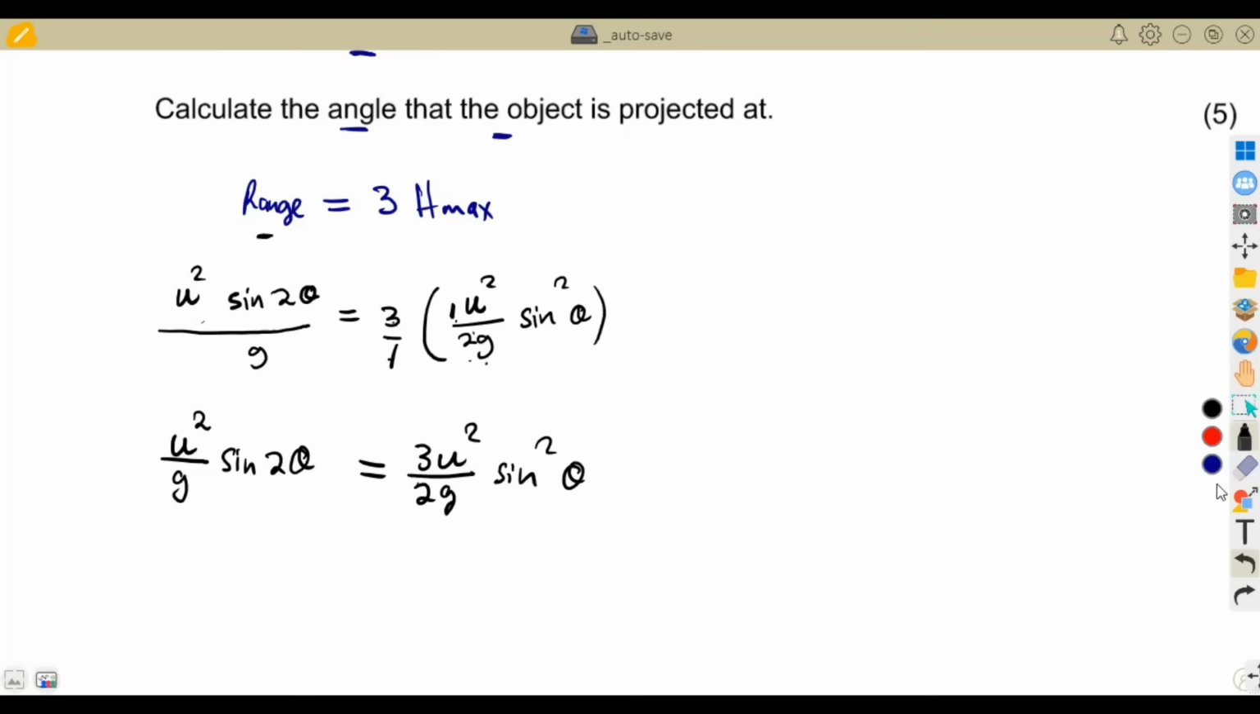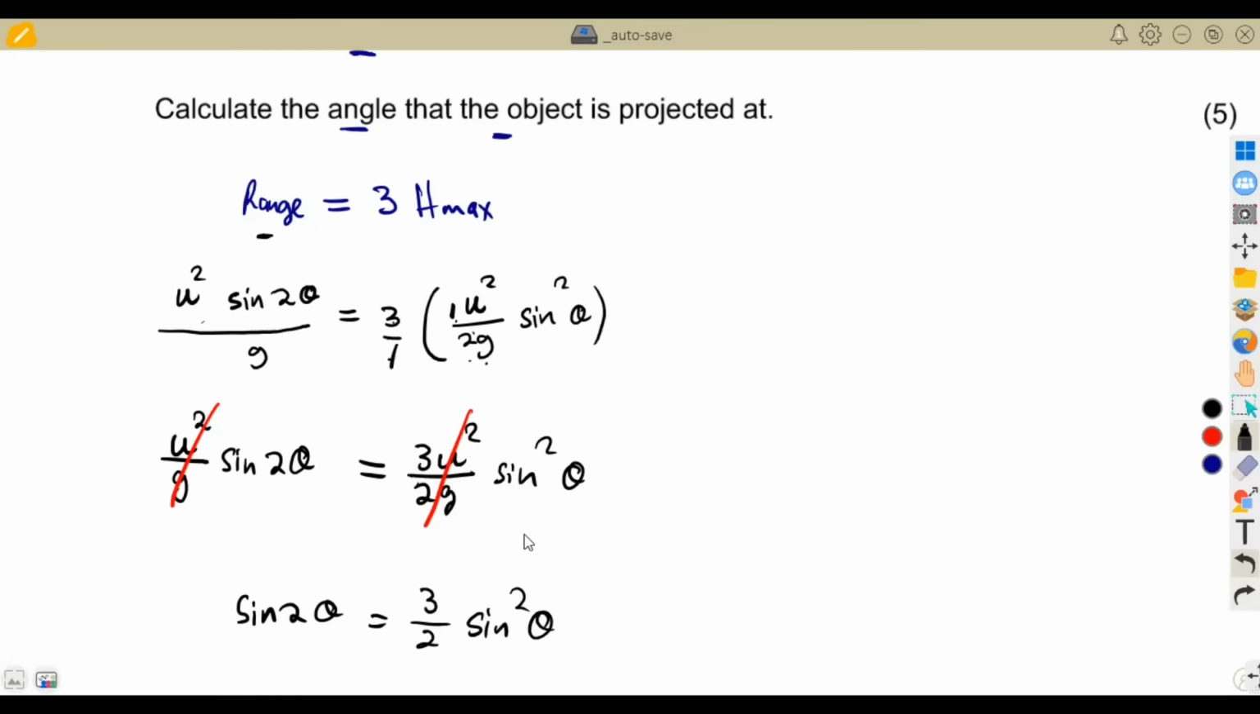You can substitute the u, but as you can see, u squared over g and u squared over g are the same, so we can divide by this. It means this one is going to cancel, so there's no need for us to even substitute that value. So we are left with sine 2 theta on the left side, being equal to 3 over 2 sine squared theta.